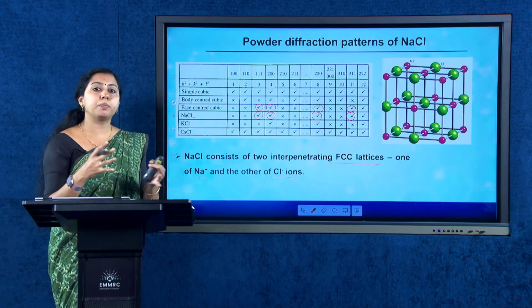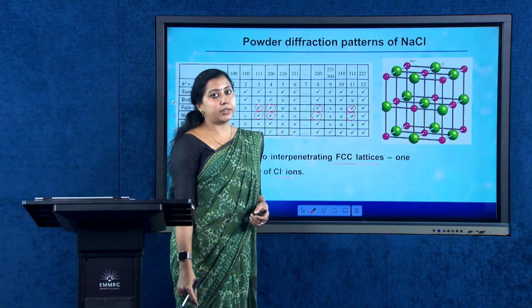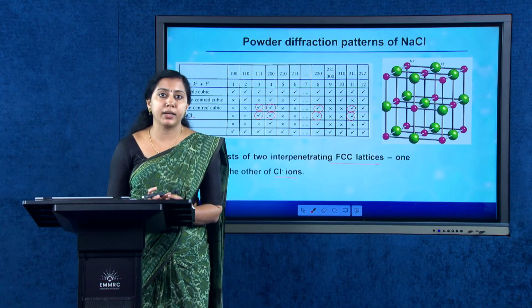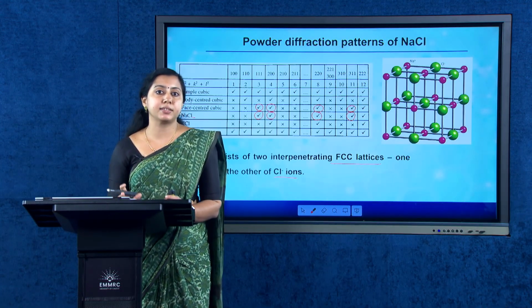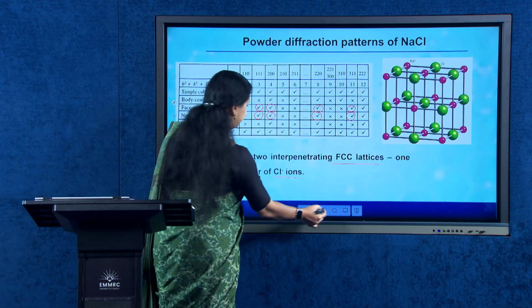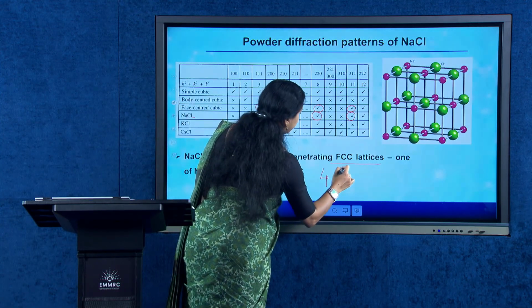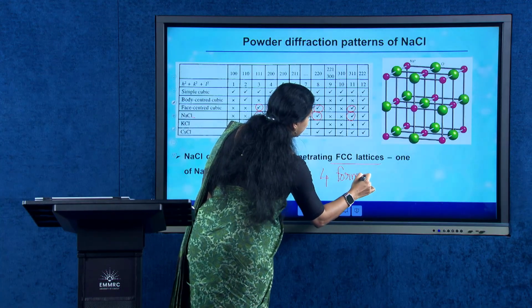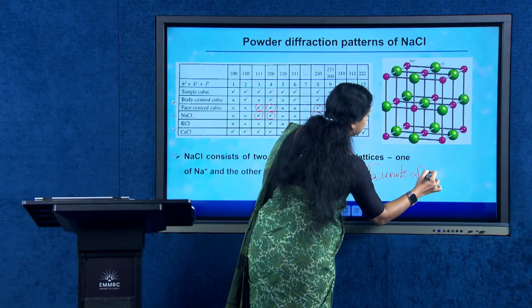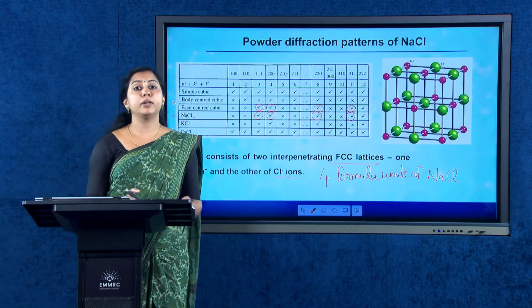Actually, it consists of two interpenetrating face centered lattices, one consisting of Na plus ions and the other of Cl minus ions. We can see that each Na plus will be octahedrally surrounded by 6 chloride ions, and each chloride ion will be surrounded by 6 Na plus ions. And since it corresponds to a face centered lattice, we can say that there will be 4 formula units of NaCl per unit cell, and it corresponds to an FCC lattice.